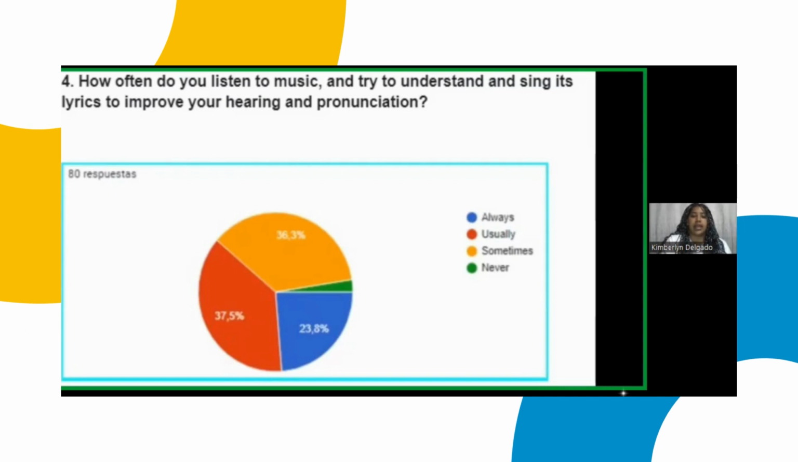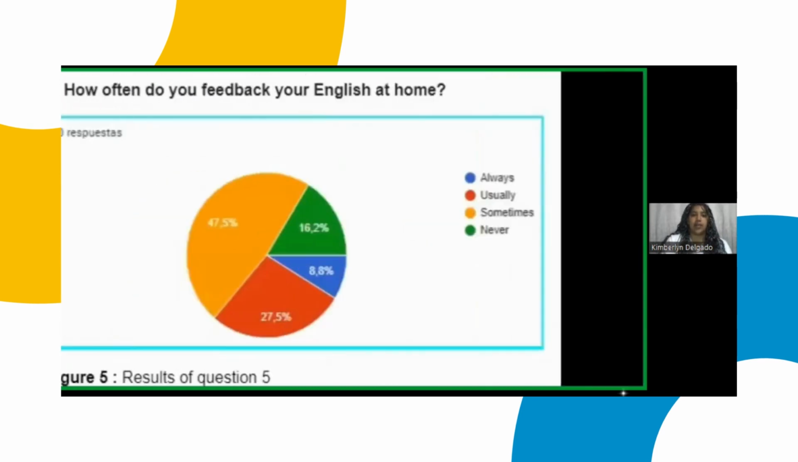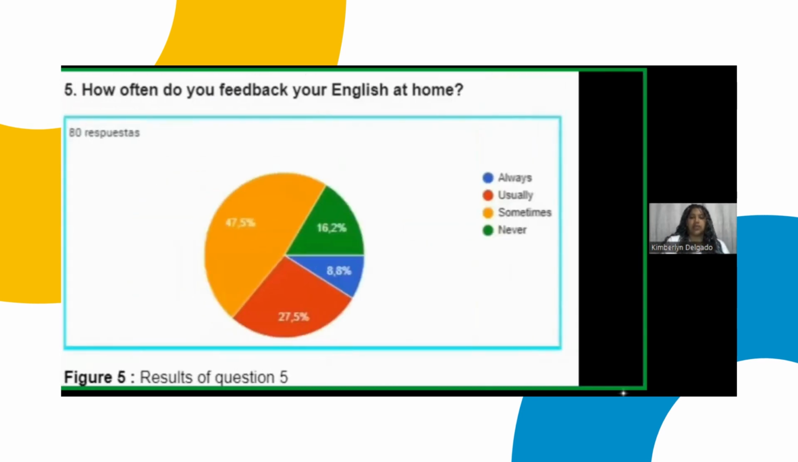Of the 80 participants, 38, the 47.5% people choose the sometimes option, followed by 22, the 27.5% people who voted for the usually option, 13, the 16.2% people select the option never, and the rest, the 7, the 8.8% people voted for the always option.